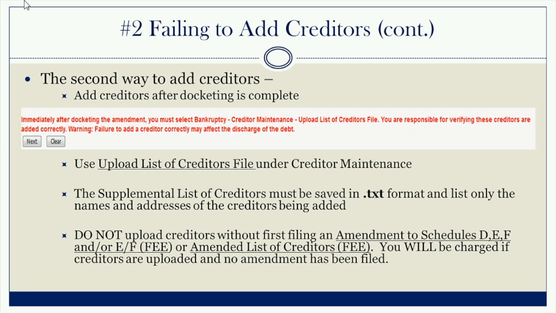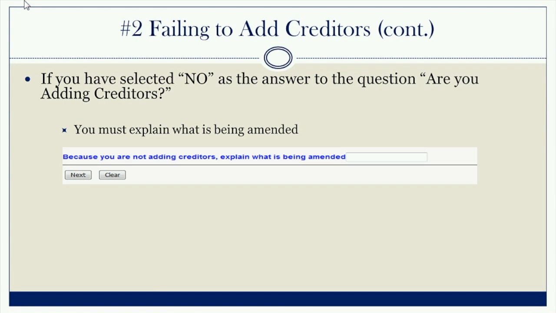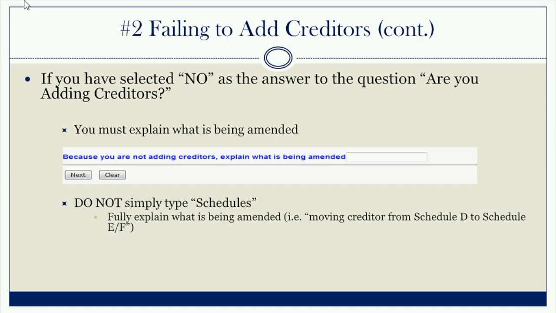Sometimes it's difficult to remember to do that, but we do have a prompt that says immediately after docketing the amendment, you must upload your creditors. You can do this under creditor maintenance using the upload of list of creditors link. The supplemental list of creditors must be saved in a TXT format, not PDF, TXT, in order for them to be uploaded correctly.